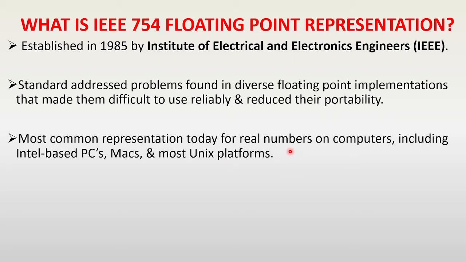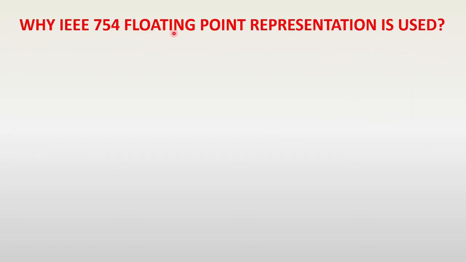It is used for real numbers, or you can say floating point numbers, which have a decimal point. So for real numbers, computers including the Intel based personal computer, Mac and most Unix platforms use IEEE 754 floating point representation. Now why is this IEEE 754 floating point representation used?